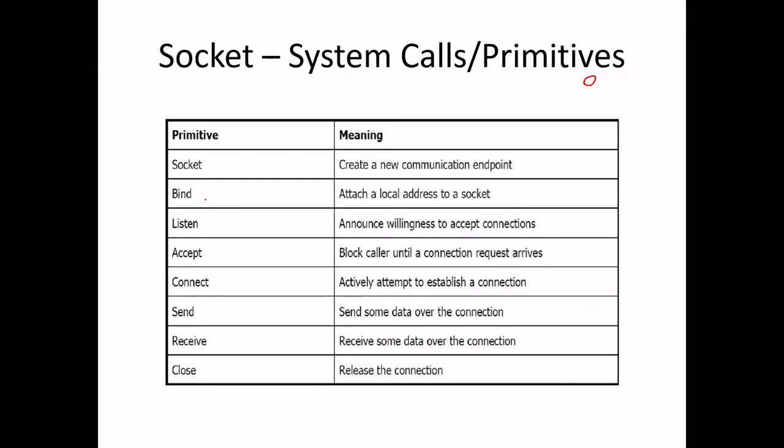Once you bind, you're telling the underlying networking layers, which are all part of the operating system itself, that this socket is attached to this particular IP and port. So if any packets come looking for this socket, you have to forward them to it.